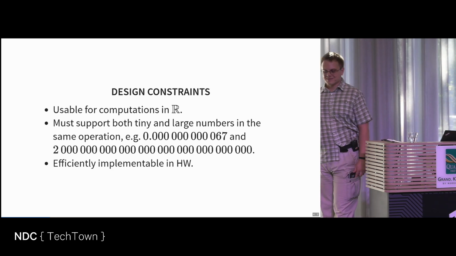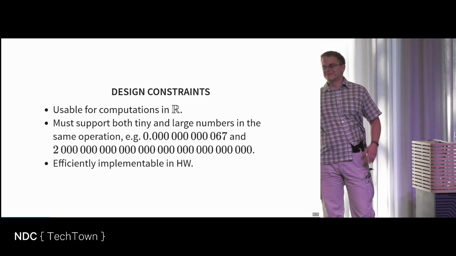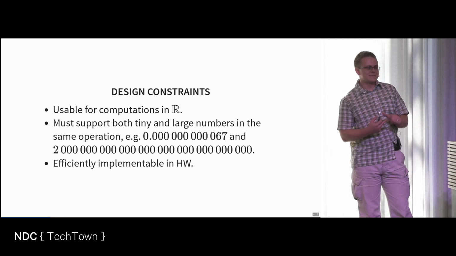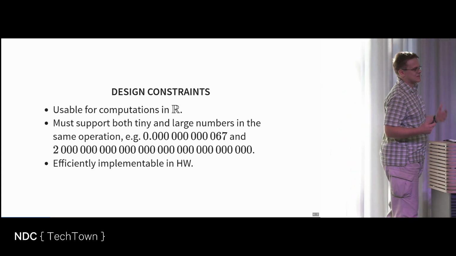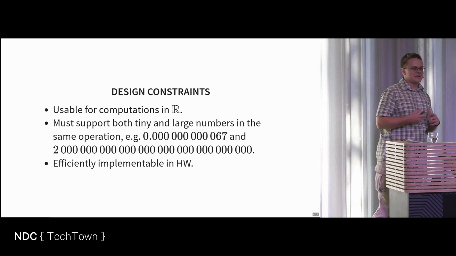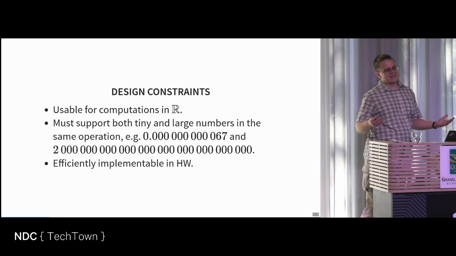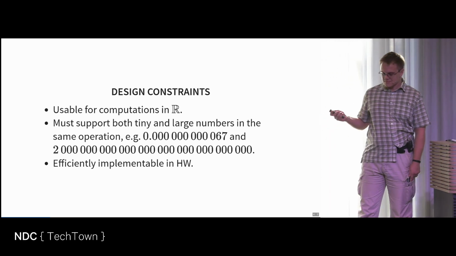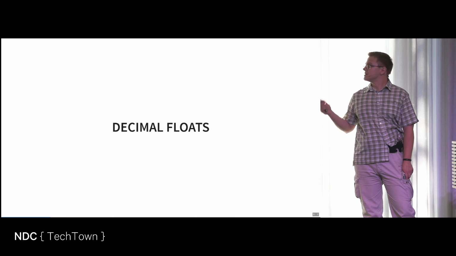And the last constraint, the one that always makes issues: we want to be efficient in hardware. So the representation has to be fixed size, computers like fixed size, and it has to be relatively small. We can't burn too much hardware on just floats. So what do we do about this?